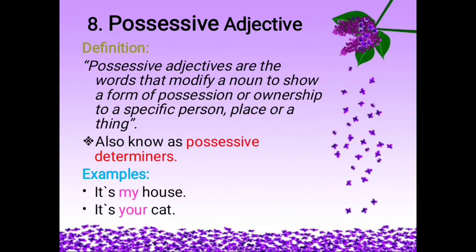And the eighth one is possessive adjective. Possessive adjectives are the words that modify a noun to show a form of possession or ownership to a specific person, place, or a thing, also known as possessive determiners. It's my house. Now, here, my is what? My is a possessive adjective, and house is noun. It's your cat. Cat is noun, and your is what? Possessive adjective.